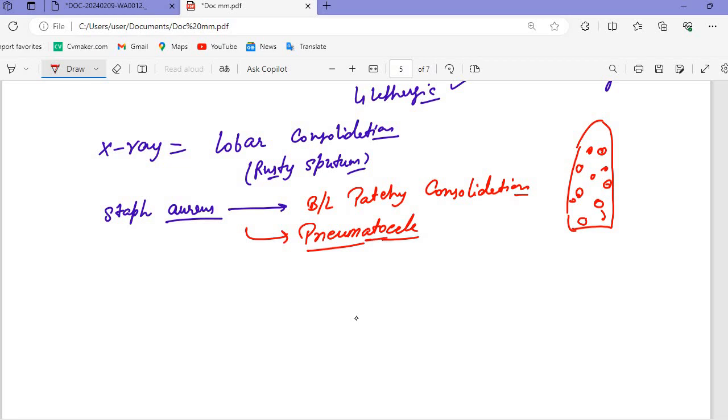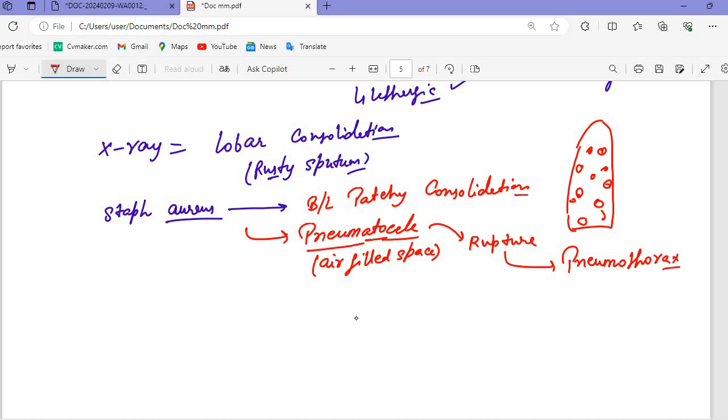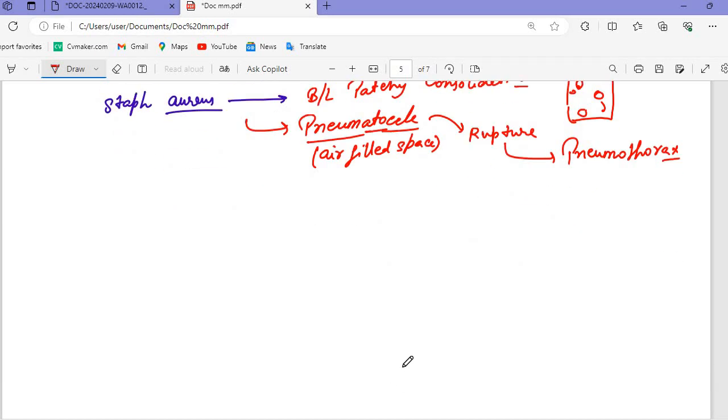So that is the air-filled space, the pneumatocele. When this pneumatocele ruptures, it will lead to pneumothorax. What is pneumothorax? What is hydrothorax? What is hemothorax? Just get a little idea. We will discuss it further.